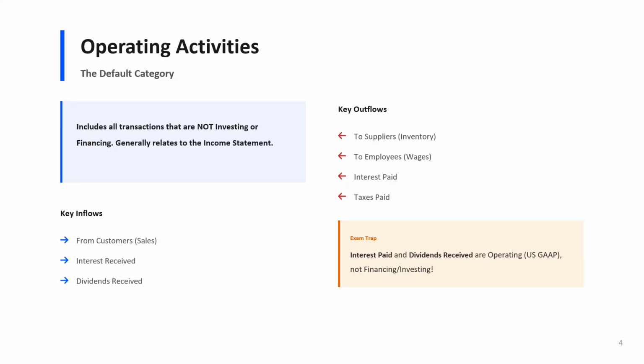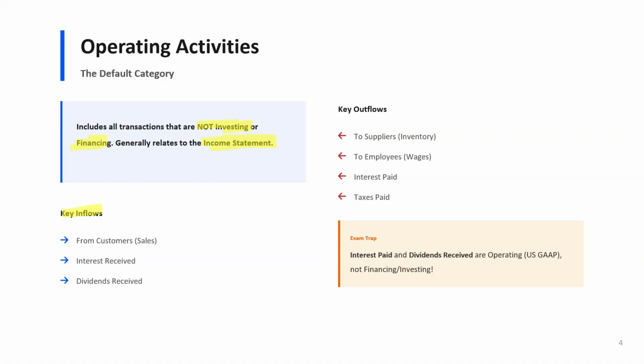Let's start with the operating activities. This is the default category. In questions, they usually give you a balance sheet or income statement. For operating activities, look at income statement items. Those activities include transactions not investing or financing. As I said, those are related to the income statement. Now let's look over some important ones.